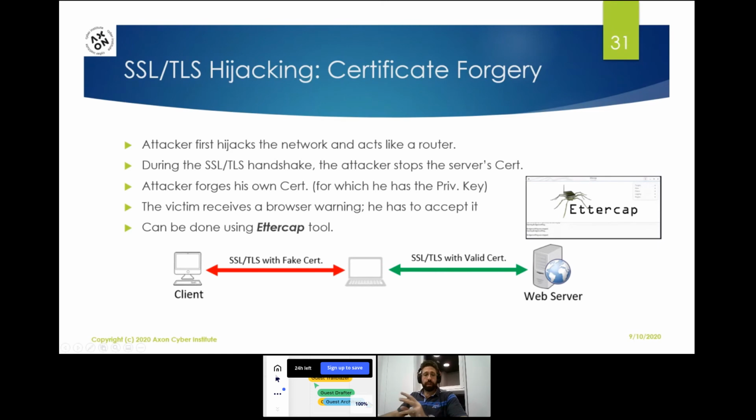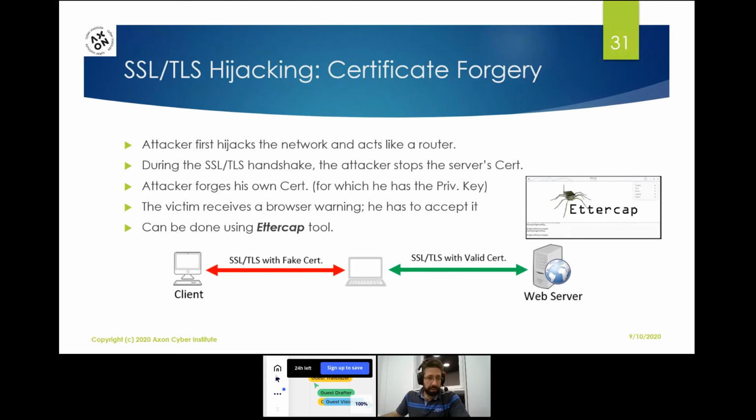So, with the certificate forgery method, the attacker sits in between as a man in the middle between the web server and the client, as you can see here. And then it acts as a router, so everything can come and go. And once the attacker sees a valid certificate coming from the web server destined to the client, the attacker will stop it. It won't let it pass. The attacker will forge his own fake certificate to the client. And the attacker, of course, has the private key of that certificate. So the client now receives the warning. If he accepts the invalid certificate warning, what's going to happen?